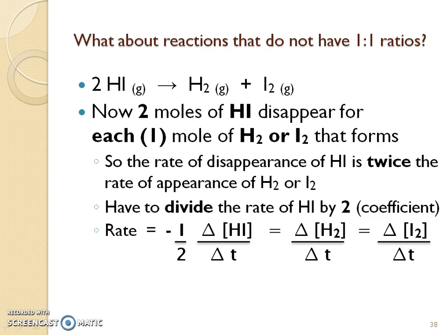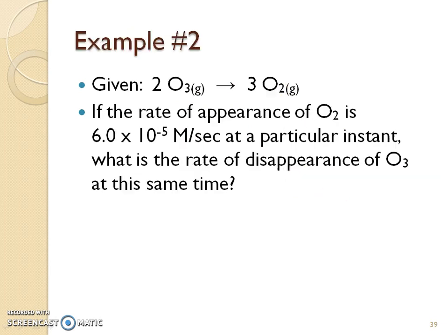So again, how about if we don't have that 1-to-1 ratio? Here's some examples of how it's a 2-to-1 ratio in this case. But again, look at your equation, right? -1/2 because of the 2 is going to equal positive 1/1, so you don't even have to write it, equals that positive of the appearing of iodine.